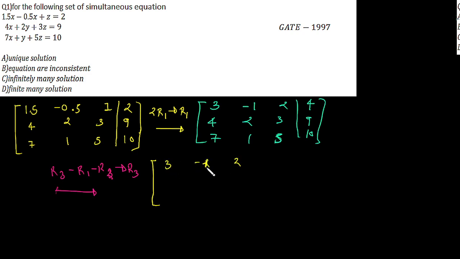So let's write what we are getting after this operation. Here we have 0, also 0, and here also 0. Now here we have 10 and we have to subtract 9, and we also have to subtract 4 from this 10. So we are getting minus 3.